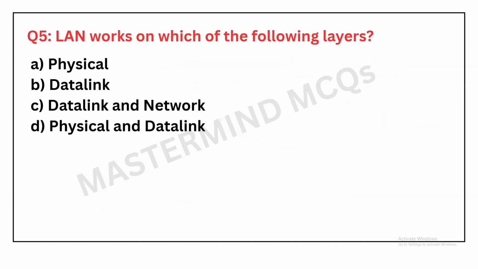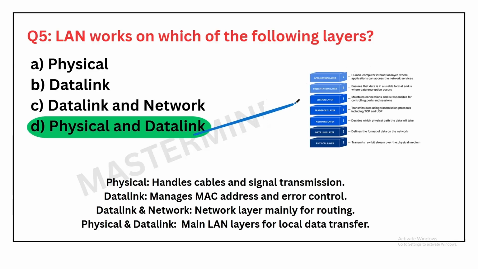Question number 5. LAN works on which of the following layers? Option A, physical layer. Option B, data link layer. Option C, data link and network layer. Option D, physical and data link layer. The right answer is option D, physical and data link layer.